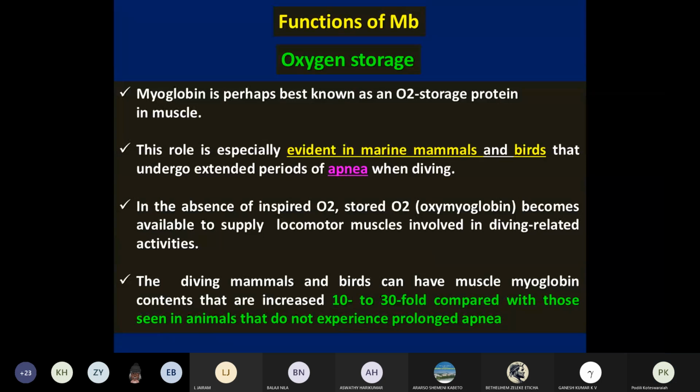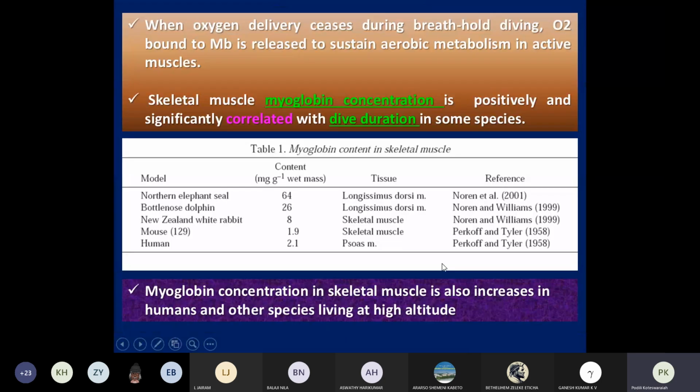during the diving activities. And you can see here that the myoglobin concentration is high in marine or diving animals. You can see here the seal and the dolphin, and they have the higher concentration of myoglobin. This is in milligrams per gram of wet mass of the muscle, and compared to the terrestrial animals, it indicates that the marine animals have a higher myoglobin concentration, and this concentration is also well correlated with the dive duration in some species.